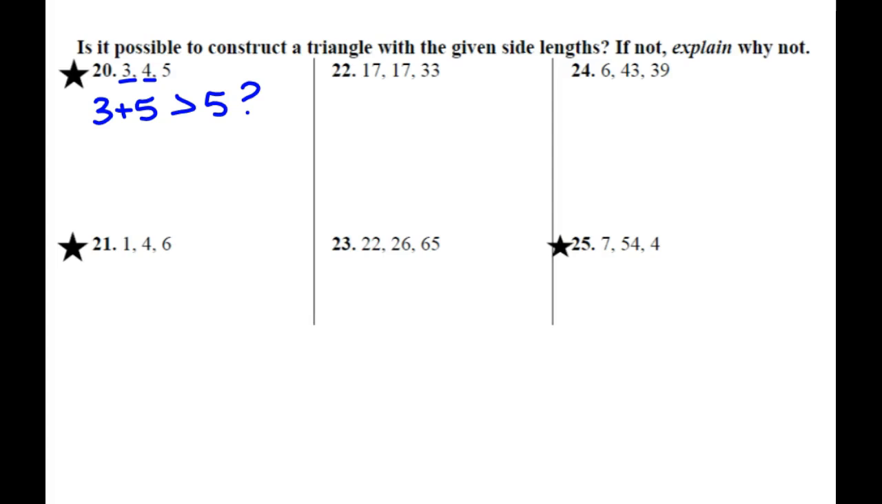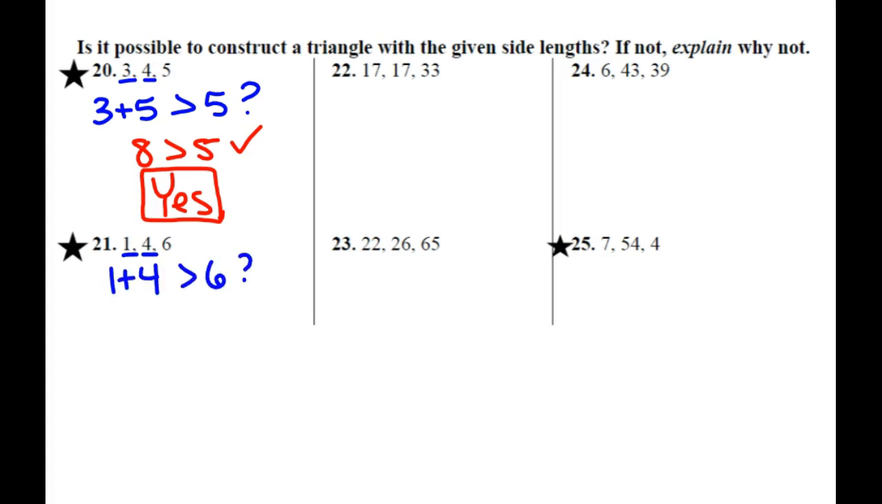Well, what's 3 plus 4? 3 plus 4 is 7, and 7 is definitely bigger than 5. So can we make a triangle? Yes, we could make a triangle. Do the same thing for 21. Two small sides, 1 and 4. 1 plus 4, is that bigger than 6? Well, 1 plus 4 is 5. Here's 6. 5 is definitely less than 6, so this is not going to work.